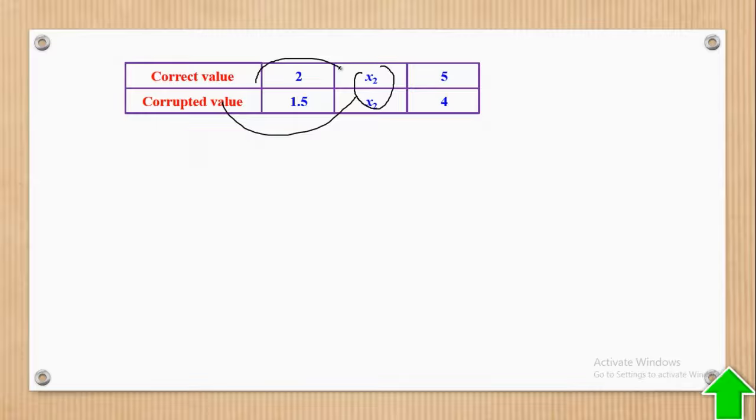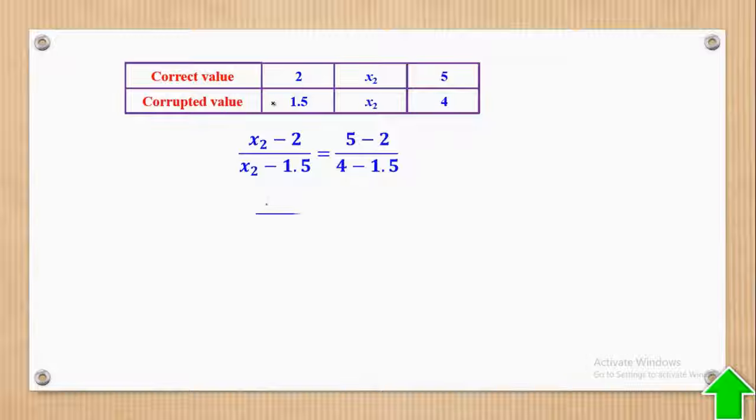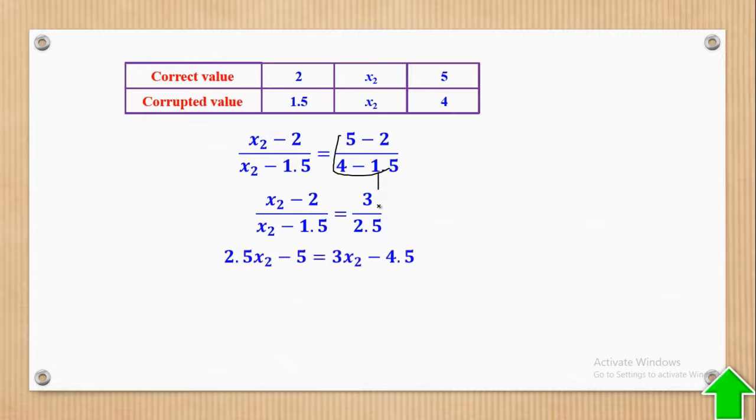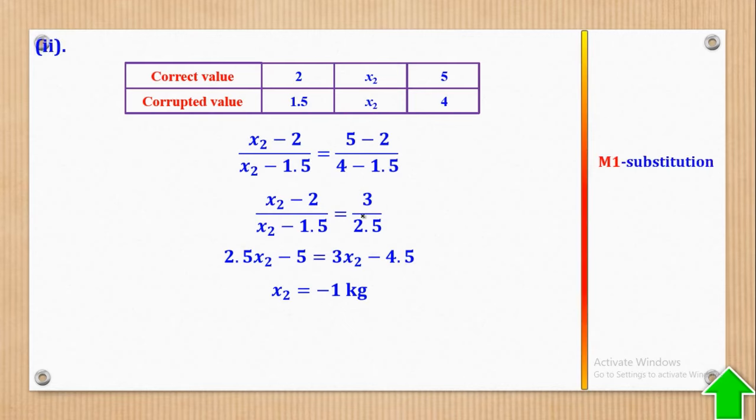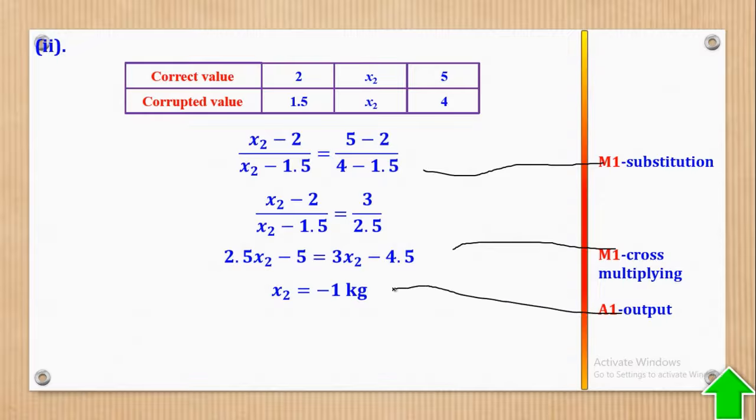Therefore, when I use linear interpolation, I'll get that, then cross multiply, or when I simplify, this gives you this, and when I cross multiply, I'll come up with that. When I collect like terms, I'll come up with x2 equal to -1 kilogram. So that's what they wanted. Now let's see how much can be awarded. M1 for substitution, M1 for cross multiplying, A1 for the output.